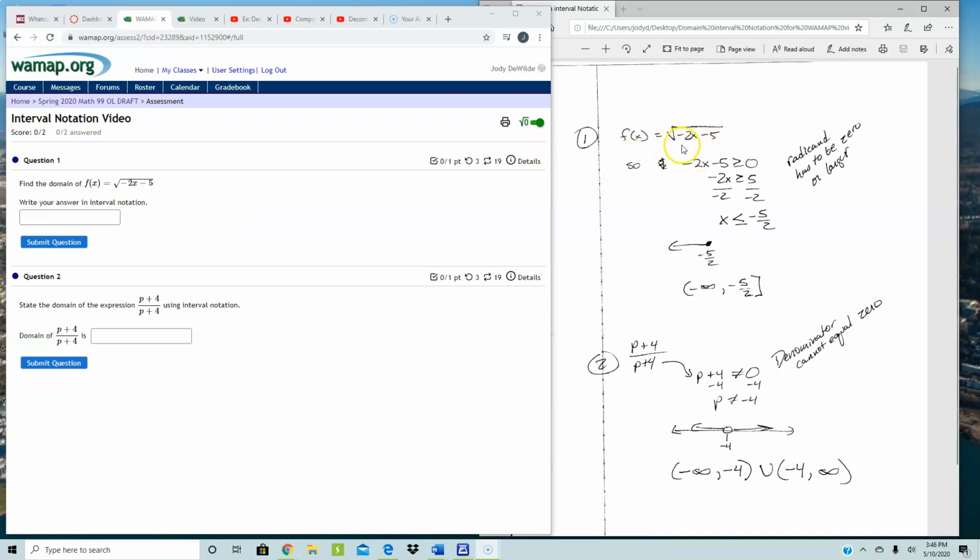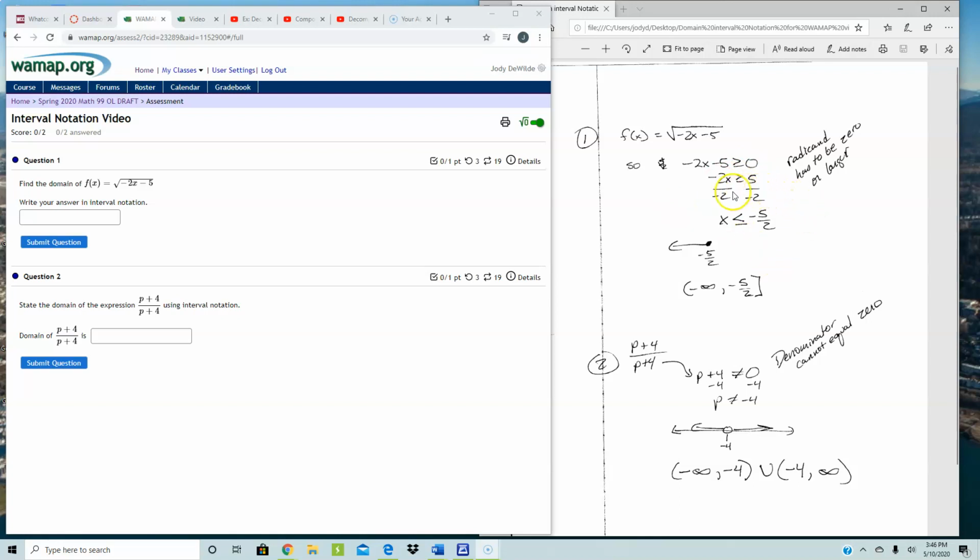I know that the domain of a square root means the radicand, the part underneath the square root, has to be greater than or equal to 0. Otherwise, it would give me imaginary results, and we're going to be sticking with real number results for this unit. So I set that radicand greater than or equal to 0, and then I solve it algebraically.